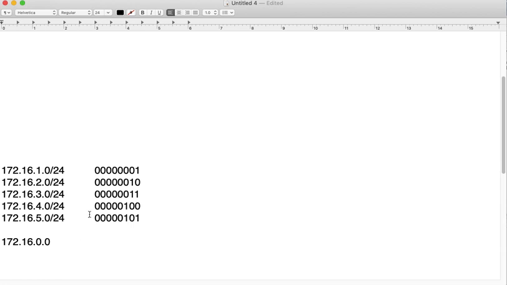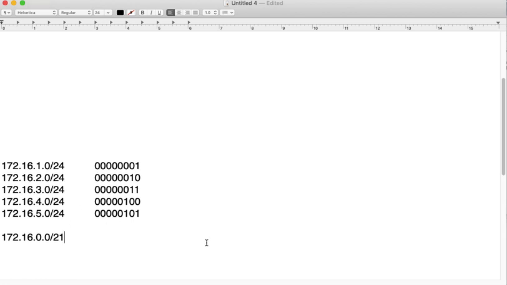And then we need to figure out the prefix length. 16 gets us up to here, and we have 5 more bits. So 16, 17, 18, 19, 20, 21. So we came up with the same answer. We just solved it in a different way. So that's basically how we do it.